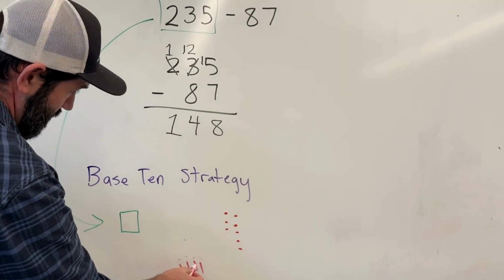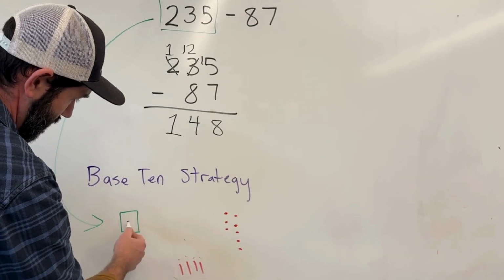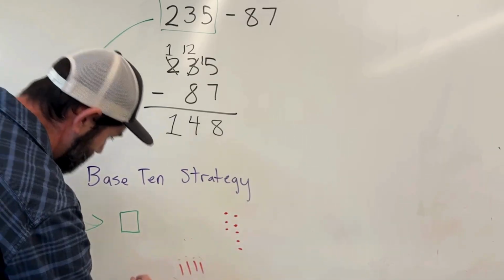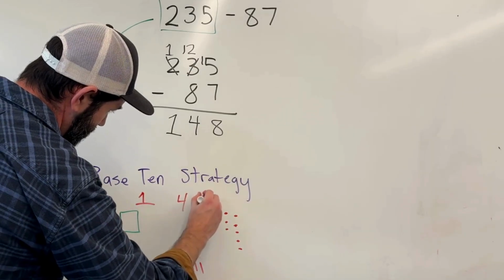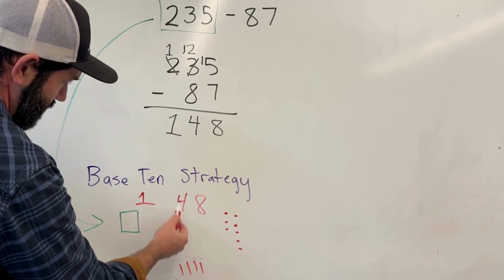All right. And that leaves us with just 148. So that's how you can solve this using the base 10 strategy. We got 148. 100, 4 tens, 8 ones.